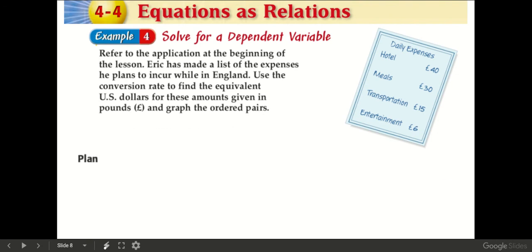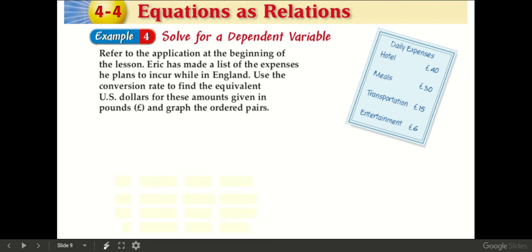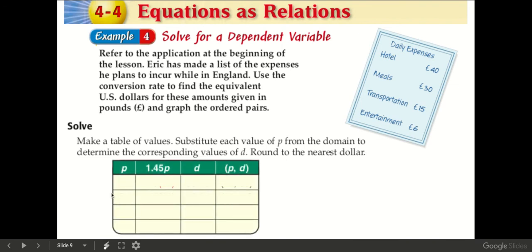So now let's go ahead and plan this out. Now I've solved my equation: I have D equals 1.45P. And they have these values here for the pounds, so I'm going to input these values in for P and find out what it equals in dollars, D. So let's go ahead and try that. Let's make a table. Here's my table: my pounds go into my equation to find out how many dollars it equals, and then that's going to be my ordered pair.